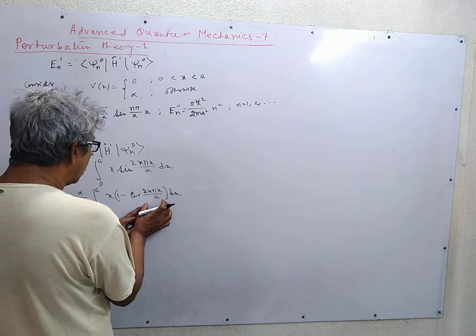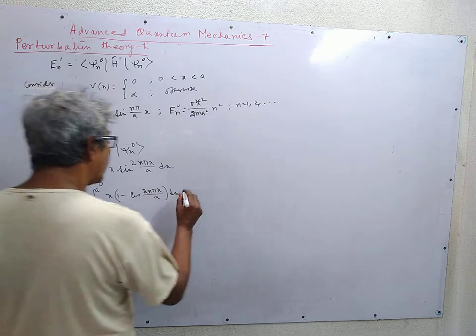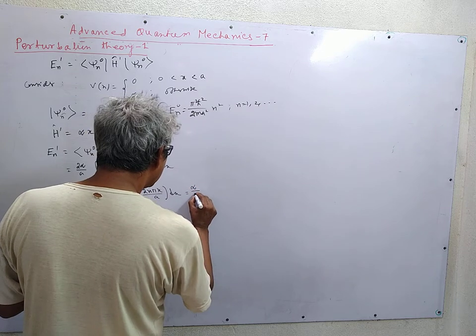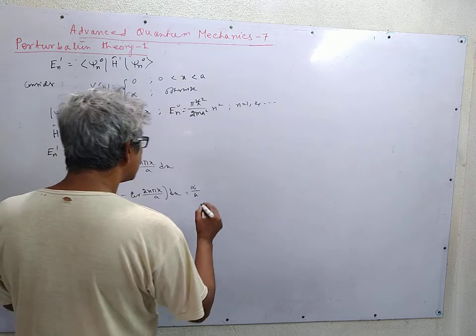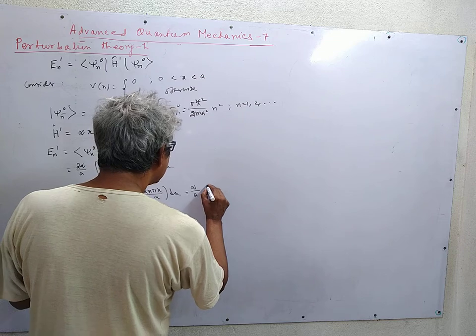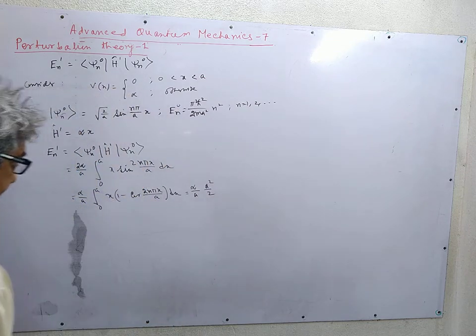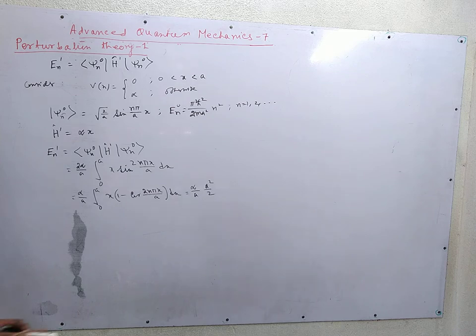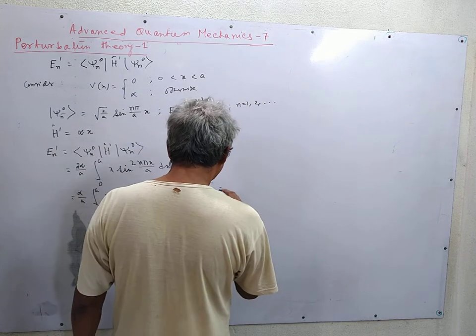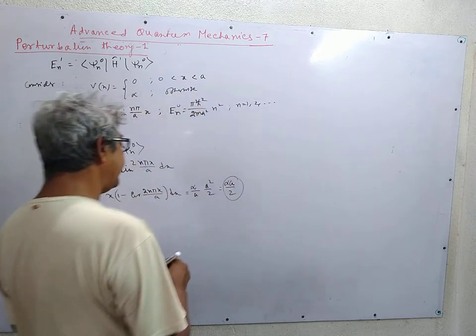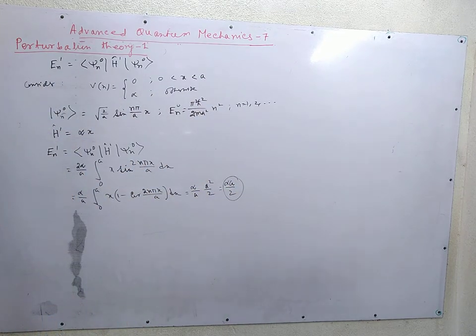This part will contribute nothing, so the correction will be alpha a x square. So this is a square by 2 is the correction to the energy. And so this is alpha a by 2 is the correction to the energy. Similar situation can be applied.